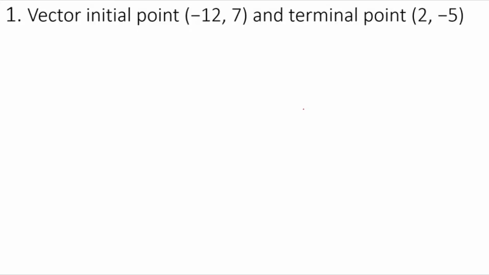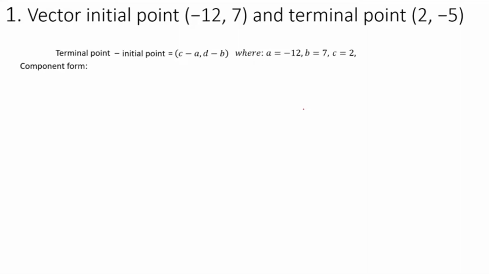Let's begin. Number 1. The vector's initial point is negative 12, comma 7, and the terminal point is 2, comma negative 5. From here, when we do component form, we take the terminal point and subtract the initial point, which equals c minus a, comma d minus b, where a in this case equals negative 12, b is 7, c equals 2, and d equals negative 5. So from here, we do 2 minus negative 12, where the double negatives turn into a positive.